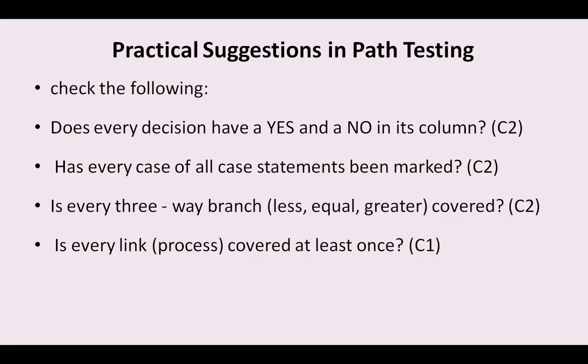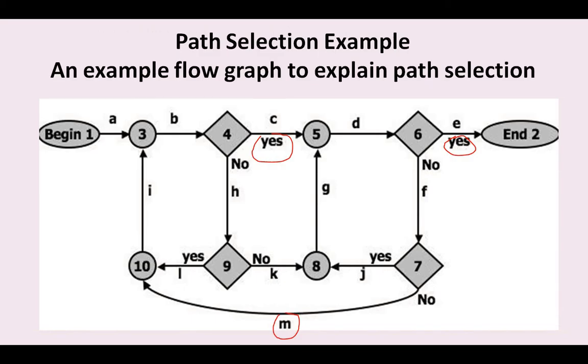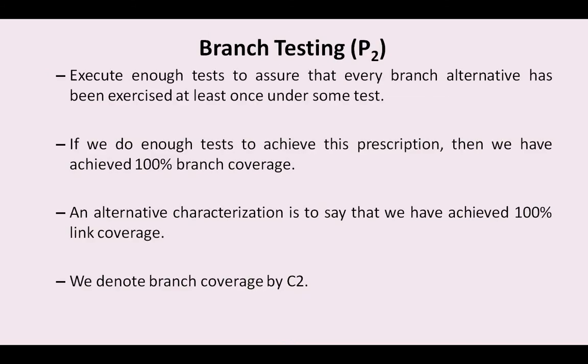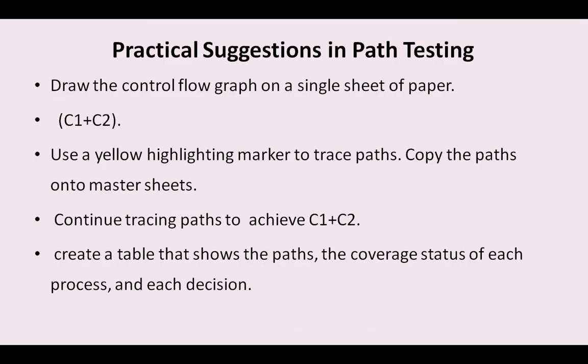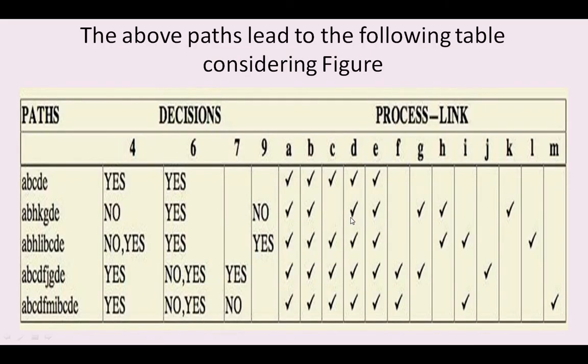So how the paths will be tested, how the statements can be tested, and how the branches will be tested. It is impossible to achieve 100% path coverage, but it is possible to achieve 100% statement coverage as well as branch coverage. Remember, statement coverage is represented as C1 and P1, and branch testing is represented as C2 and P2. C1 plus C2 means you are achieving statement testing as well as branch testing, as in this practical example we just saw.